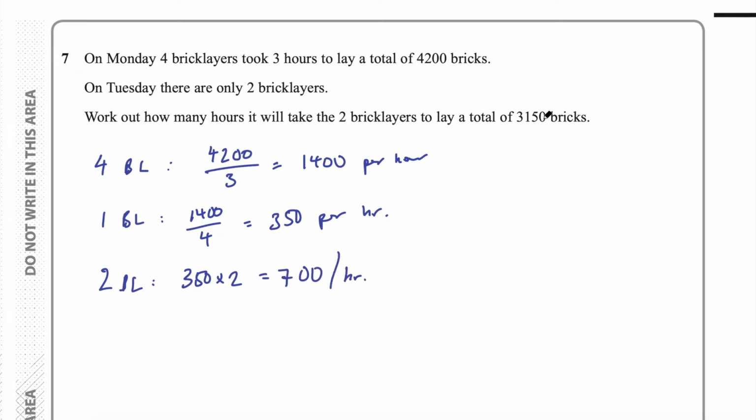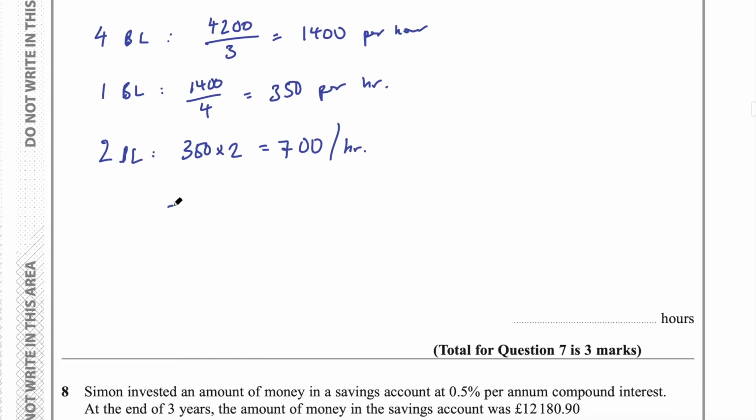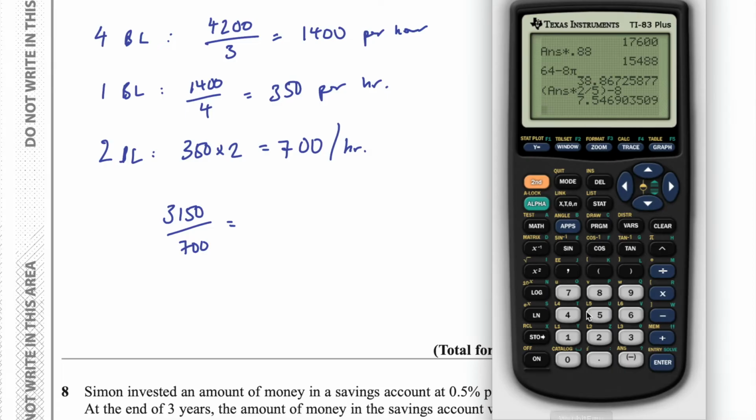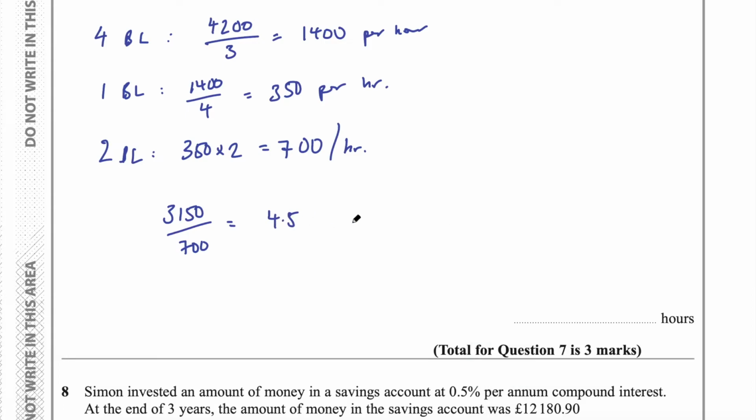So how long would it take them to lay 3,150 bricks? That number divided by the rate. So 3,150 divided by 700. And I might put that into the calculator. So 3,150 divided by 700. That gives me 4.5. So 4.5 hours is my final answer. That was question 7 for 3 marks.